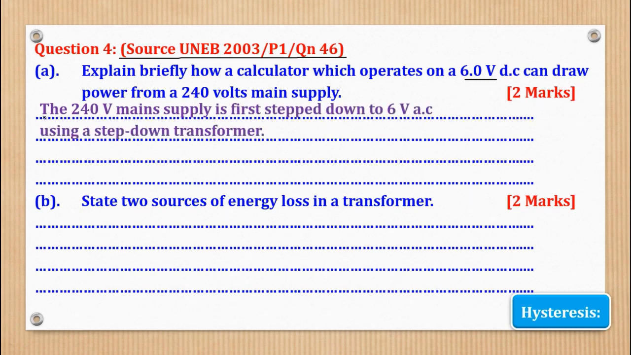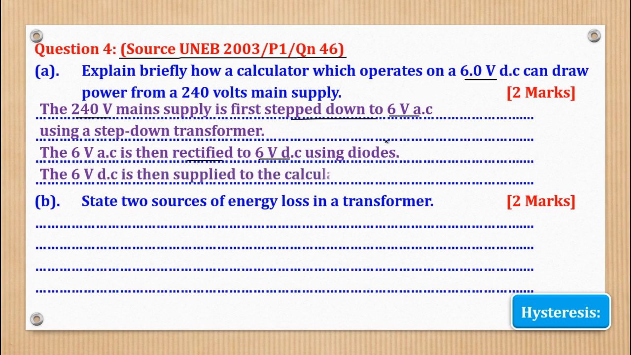First we should say that the 240 volt main supply is first stepped down to a 6 volt AC. So this is AC to AC, but it has been stepped down. But remember they want DC, so we shall say that the 6 volt AC is then rectified to 6 volt DC using diodes, which is what they want. After that we conclude and say that the 6 volt DC is then supplied to the calculator. So basically that's what they wanted.